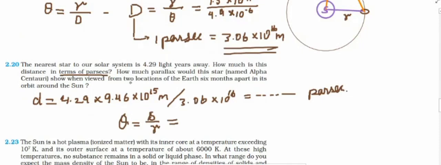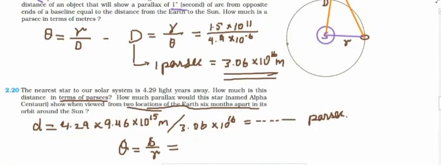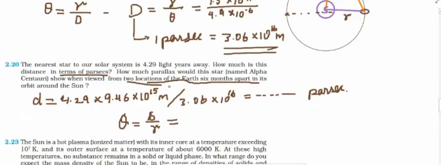And here it is given two locations of Earth 6 months apart. 6 months apart, as you can see in this diagram, means it is the diametrically opposite position. That means how much will be the baseline? Baseline will be the diameter of Earth's orbit. Diameter of Earth's orbit we have seen in the previous question. That is 3 into 10 power 11 meter.